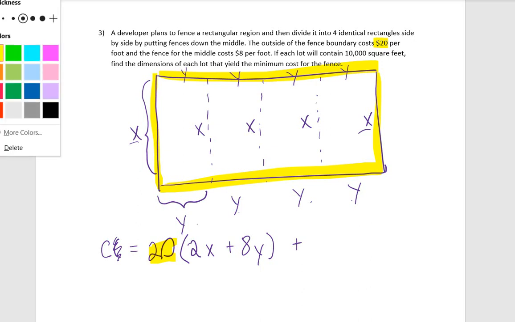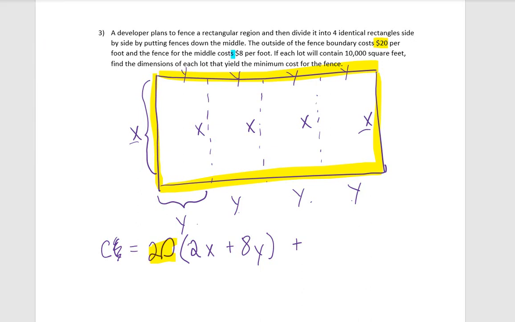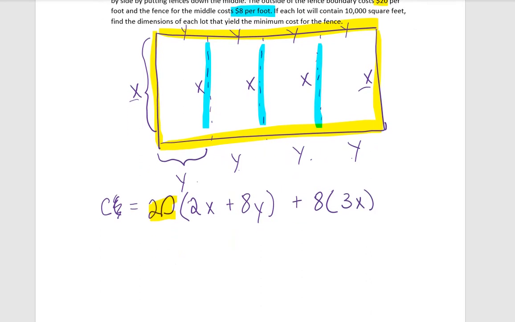Then it says it has a different cost for the inside. So for the inside, it's going to cost $8 per foot. 1, 2, 3. So that's going to be $8 times 3x. Okay, so remember, that's the cost for the inside.